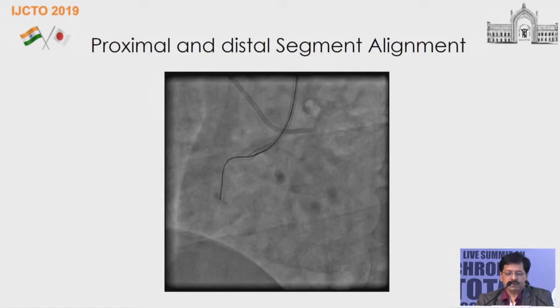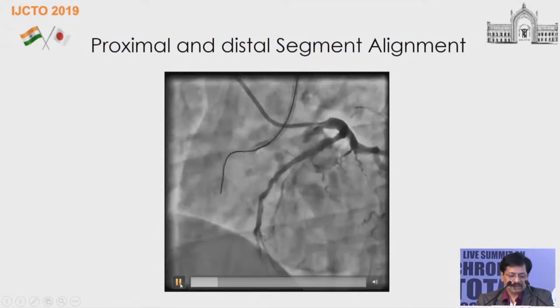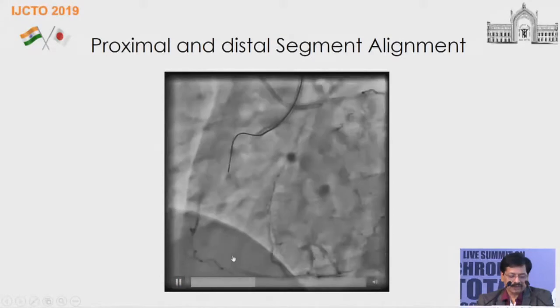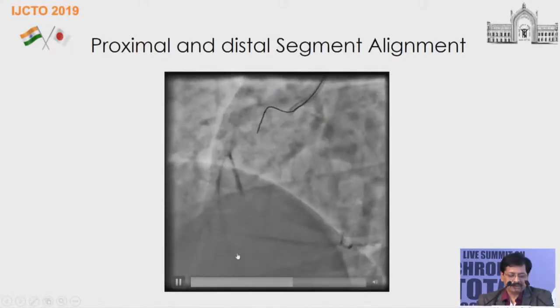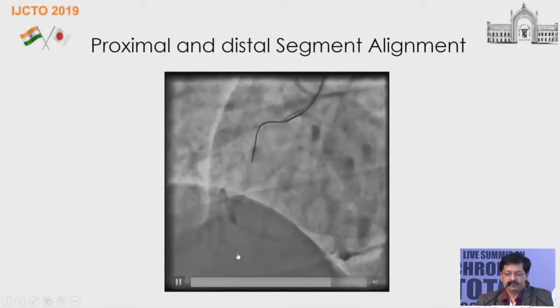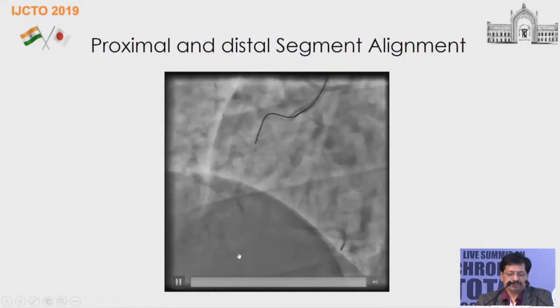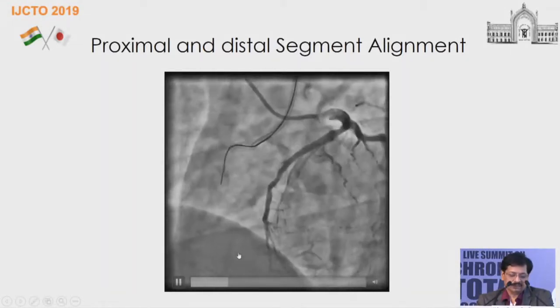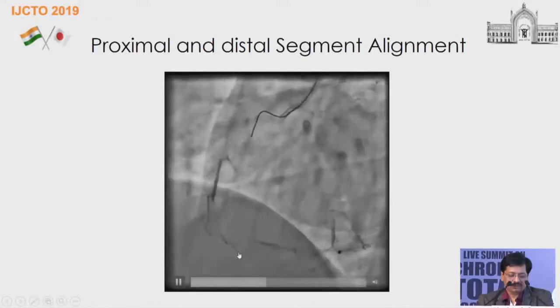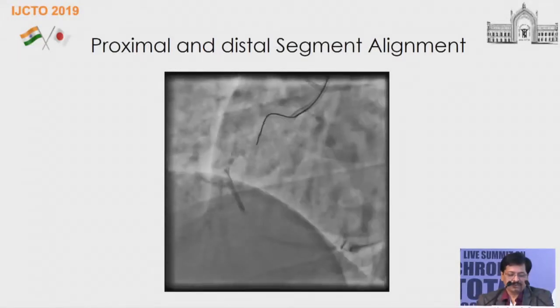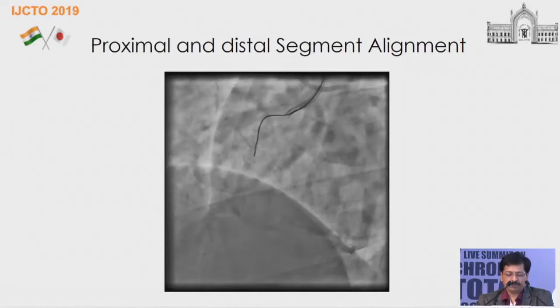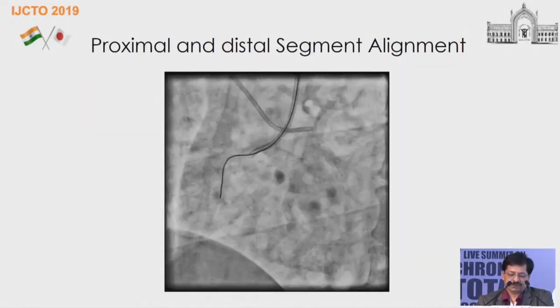Then you see alignment, proximal and distal cap alignment. So this is the alignment. You see the antegrade wire and the retrograde vessel absolutely in a different plane. Here a CT may help you, and unless you know about this in a rotational angio, there is always risk of entering the subintimal plane, or even the perforation risk is there. So always you should assess.